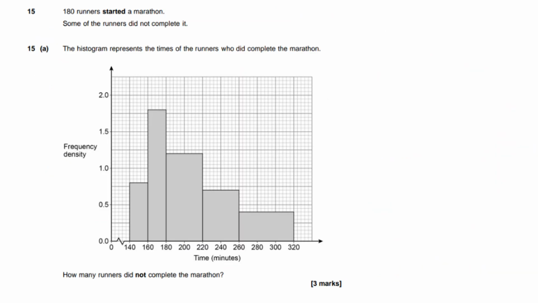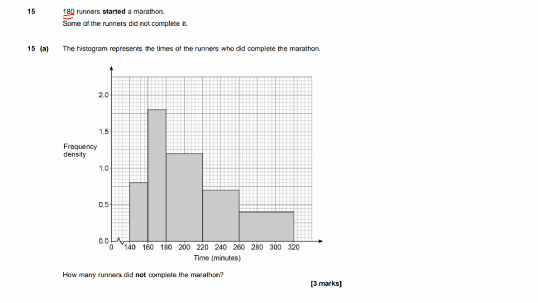Okay, question 15. 180 runners started a marathon. Some of the runners did not complete it. The histogram represents the times of the runners who did complete the marathon. How many runners did not complete the marathon? So if I find out the number of people who completed the marathon, I can take it away from 180 and find out how many runners didn't complete the marathon.